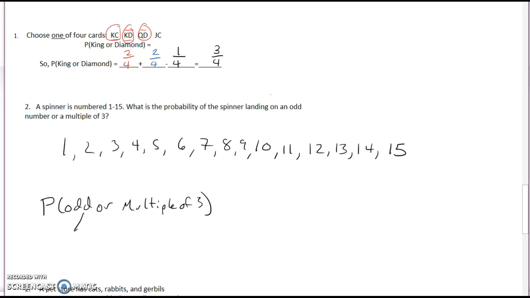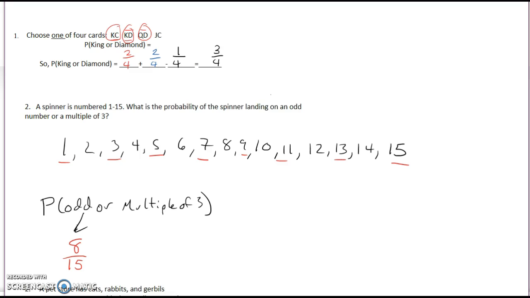So let's take this first one first. Let's find the probability of getting an odd number. Well, I'm going to go through and I'm going to count them. The odd numbers are 1, 3, 5, 7, 9, 11, 13, and 15. There are 1, 2, 3, 4, 5, 6, 7, 8 of those. So the probability of getting an odd is 8 out of 15.